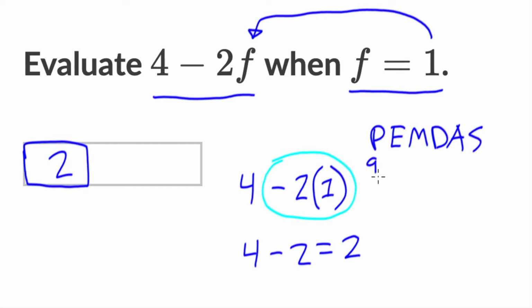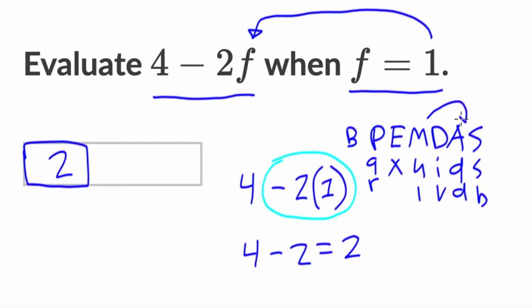PEMDAS is parentheses, exponents, multiplication, division, addition, and subtraction, okay? So subtract, add, multiply, divide, exponents, parentheses, okay? And you can probably put like brackets and other stuff, but you get the idea. So multiplication and division have a higher priority, meaning we need to do those first before we can do addition and subtraction. All right, seems pretty easy.